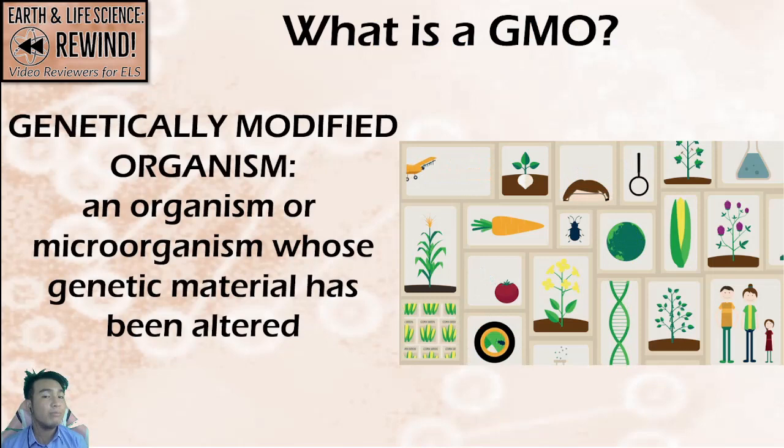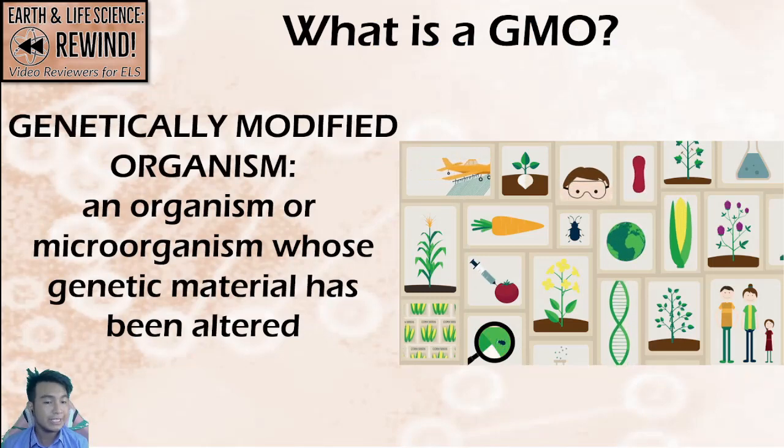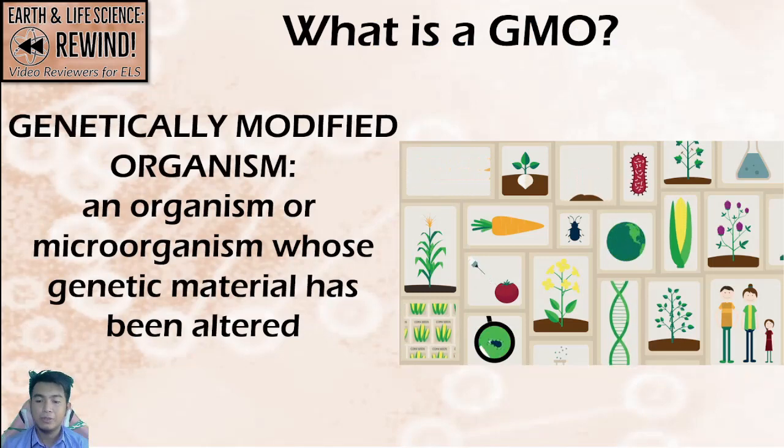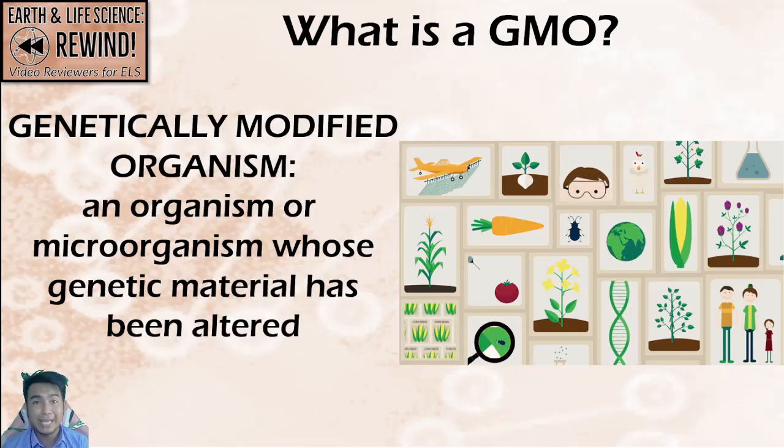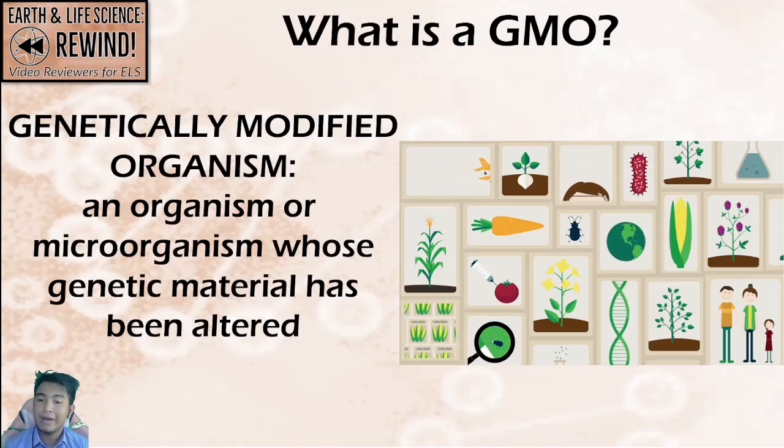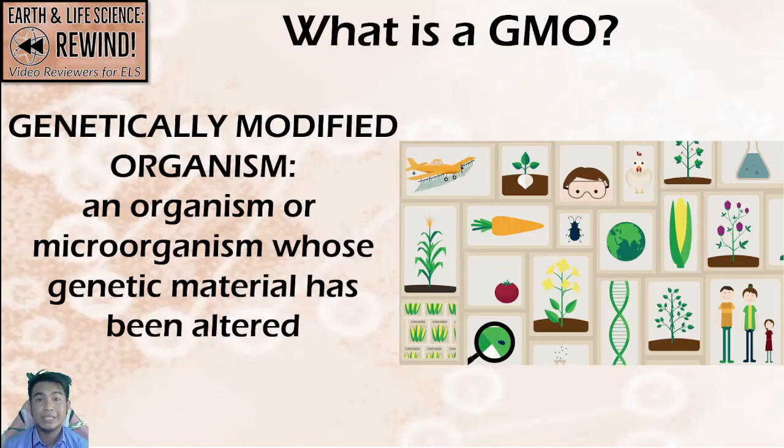This time, we will describe the general process of making a GMO, a genetically modified organism, and enumerate common GMO products in the market. First off, what is a GMO? A genetically modified organism is an organism whose genetic material has been altered, usually with the aim of having desirable traits like higher nutritional value, longer shelf life, and immunity to diseases.